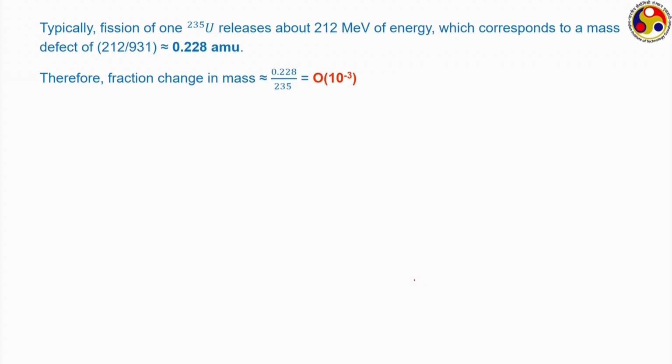Typically, fission of U-235 releases 212 MeV of energy, which I just mentioned. If we divide this value by 931, we get the corresponding mass defect as 0.228 AMU. Therefore, the fractional change in mass is 0.228 divided by the atomic mass of uranium, and it comes out to be of the order of 10 to the minus 3.